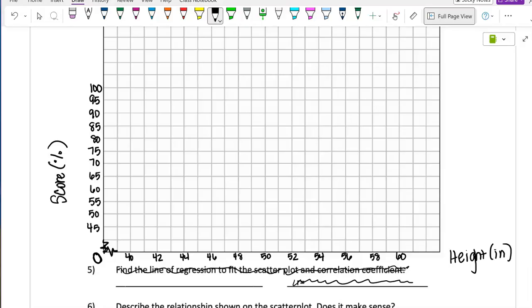So anytime you're going to do any type of graph in a real world situation, you need to label your axes, and then you need to scale your graph appropriately based on the data you have. Now, once we have our graph set up, the next thing would be to actually just go into the ordered pairs. So my first ordered pair, the height is 42 and the score is 50. So I go to 42 on my x-axis, up to 50 on my y-axis, and there's my first point. I'm just taking the numbers from that table at the top of the graph and graphing the ordered pairs.